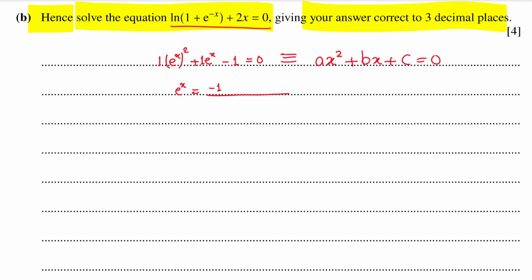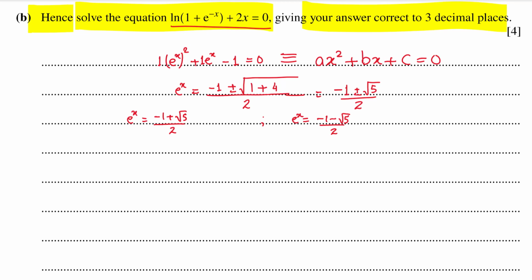So b is 1, so minus 1 plus or minus the square root of b squared, that is 1, minus 4ac, so it is plus 4, over 2a, that is 2. So if we simplify, we are left with minus 1 plus or minus root 5 over 2. So we'll get two values here. One is e to the power x equals, with plus sign, minus 1 plus root 5 over 2. Another is e to the power x equals minus 1 minus root 5 over 2.